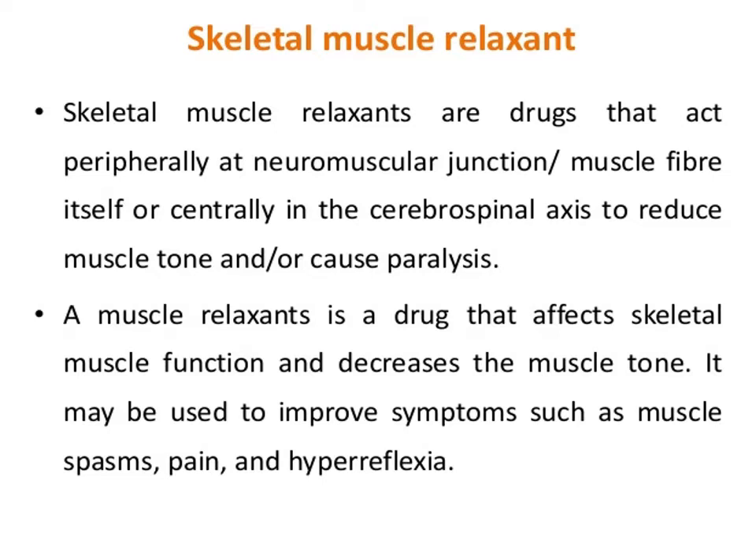It means that a skeletal muscle relaxant can act peripherally, it can act centrally, or it can act directly on a muscle fiber. It means we can have three types of skeletal muscle relaxants. We are going to discuss their classification in the next slides. Similarly, a skeletal muscle relaxant is a drug that affects skeletal muscle function and decreases the muscle tone. It may be used to improve symptoms such as muscle spasm, pain, and hyperreflexia.